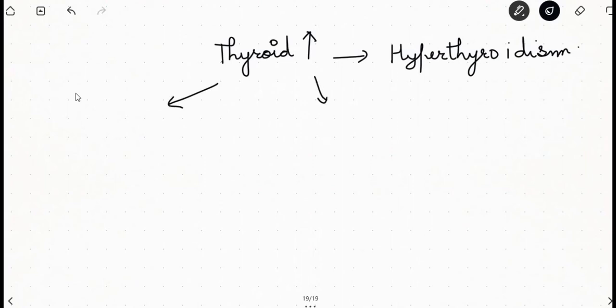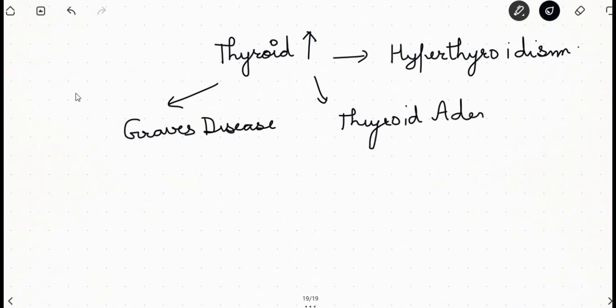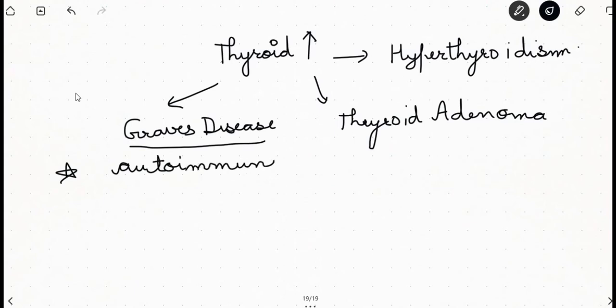Two causes. Number one is Graves' disease, and the other is thyroid adenoma. First comes Graves' disease. It is an autoimmune disease, and it is the most common cause of hyperthyroidism.